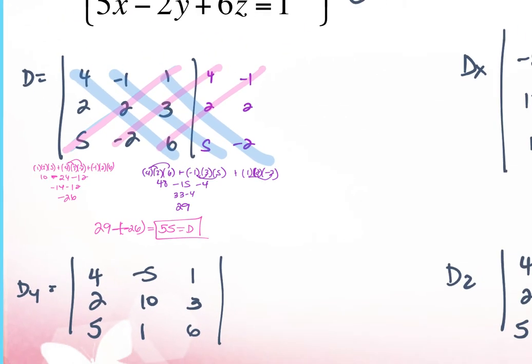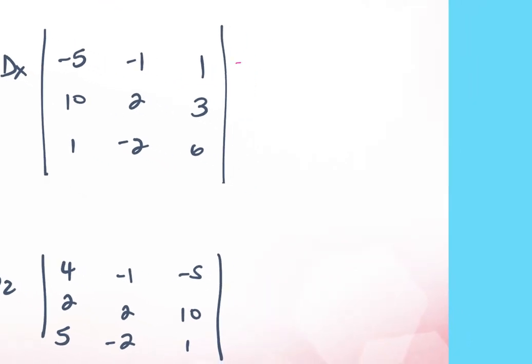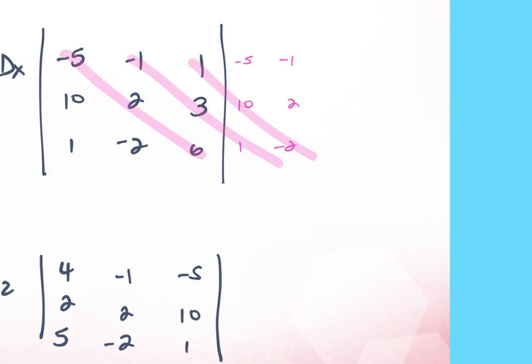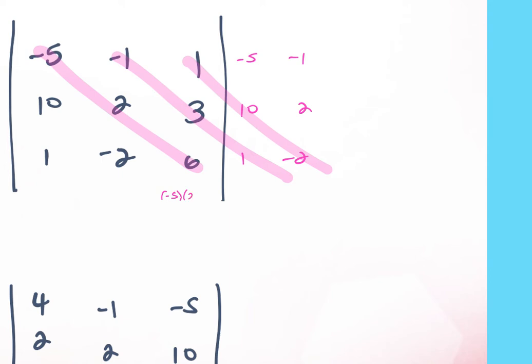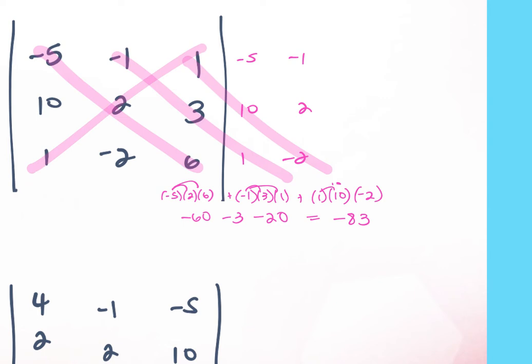Repeat the whole process for d of x. So negative 5, 10, 1, negative 1, 2, negative 2. Top left, bottom right. Negative 10 times 6, negative 60. Negative 3 times 1, minus 3. 10 times negative 2, minus 20. Negative 83. Go back the other way.